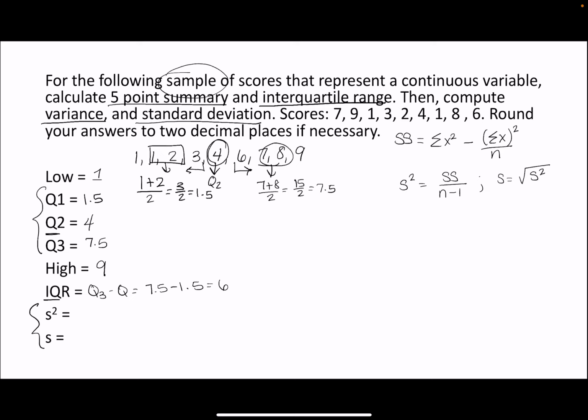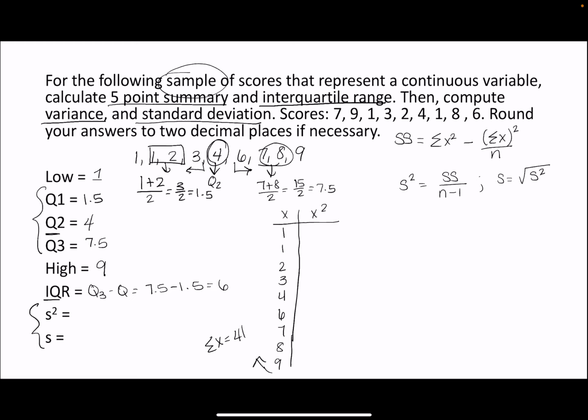So the way I like to do all of these is I want to do a chart really quick. I have my x's here, I have my x squareds, so just going to list all my x's. Since I've already got them in order, I'm just going to keep them in order. So 1, 1, 2, 3, 4, 6, 7, 8, and 9. And we're going to sum all of those numbers up. So the sum of your x's is going to be equal to 41.